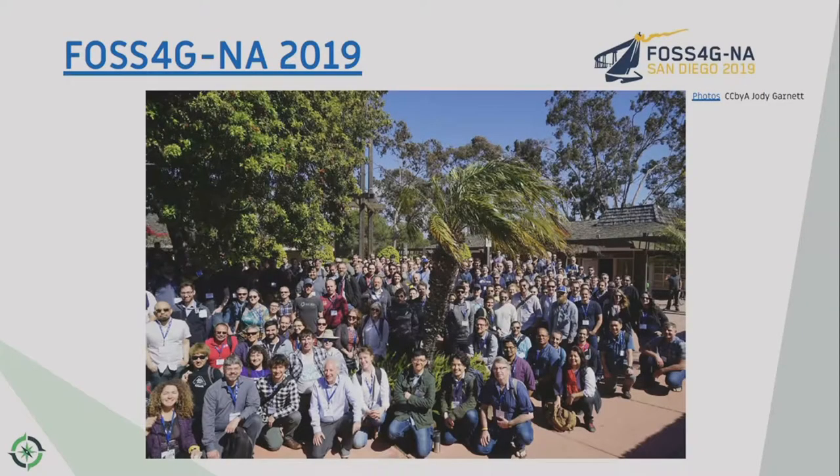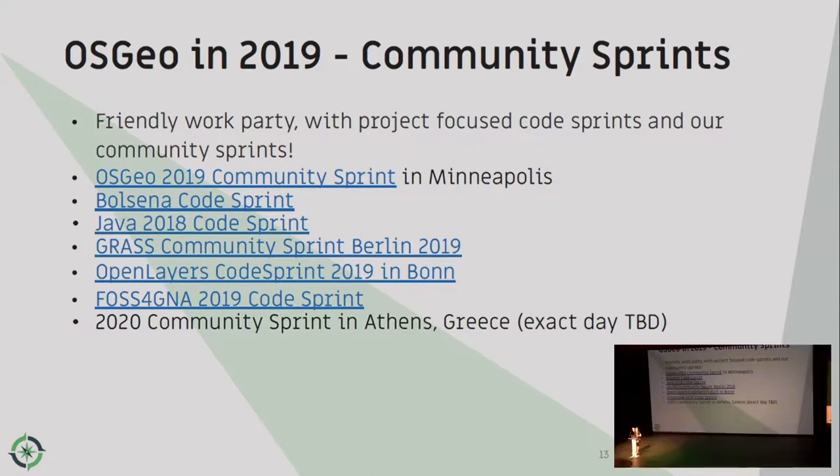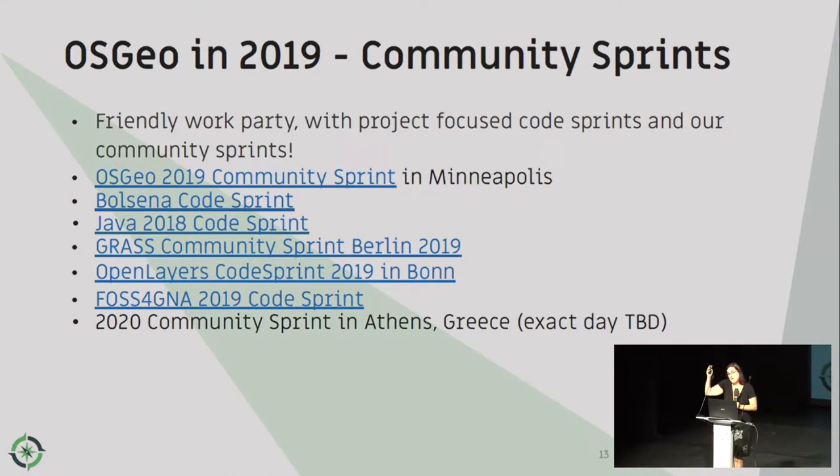Some photos of events. This is FOSS4G North America from this year. We have also done the community sprints, like the main community sprint in Minneapolis, which is not only focused on developers, but is also for documentation and designers and all kinds of help to get the projects to grow. We had the Bolsena code sprint in Italy. We had the Java code sprint. We have GRASS, OpenLayers, FOSS4G NA.